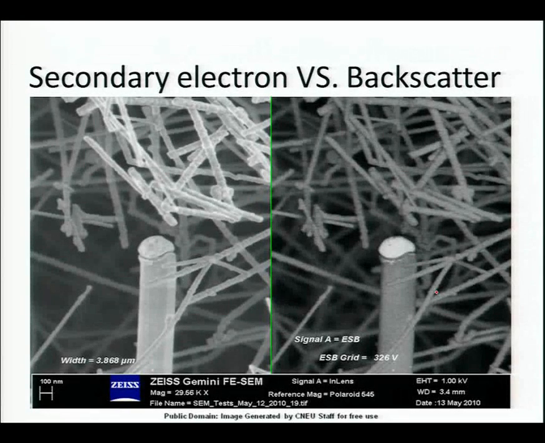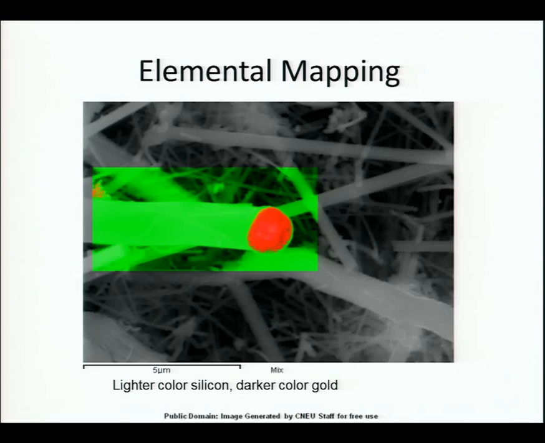Here are some pictures we took at Penn State on our Zeiss Gemini tool. On the left is the secondary electrons, and then we can look at the backscattered ones, and we can actually color code those so that things stand out. You can see on the right the gold on the tip of that nanowire a lot easier. These are nanowires that we grew here at Penn State, so they're silicon nanowires. We initiate them with a gold catalyst and grow them from there.